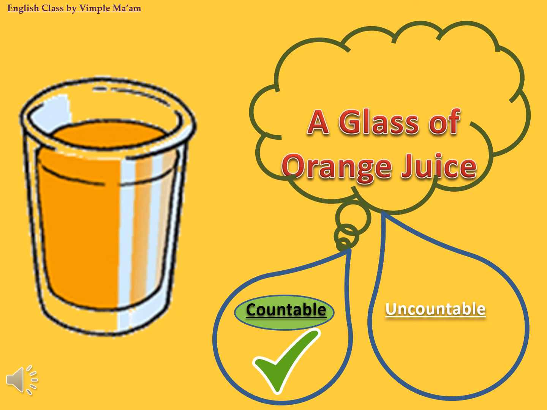Okay, this is a glass of orange juice. Here I can see only one glass of orange juice. Yes, I can count the number of glasses. So a glass of orange juice is a countable noun. Yes, so well done.